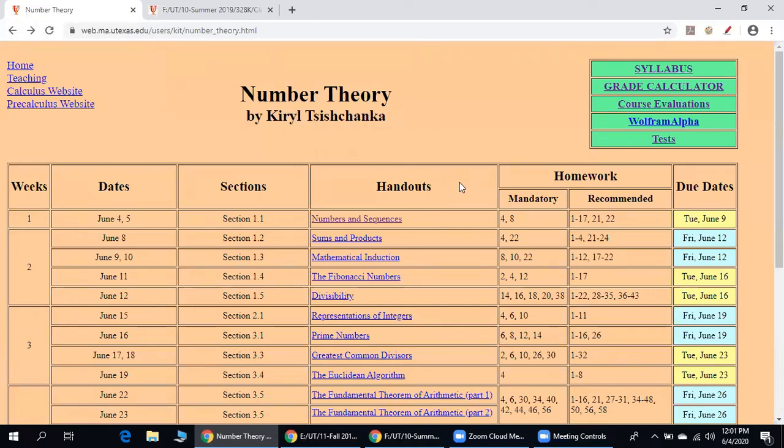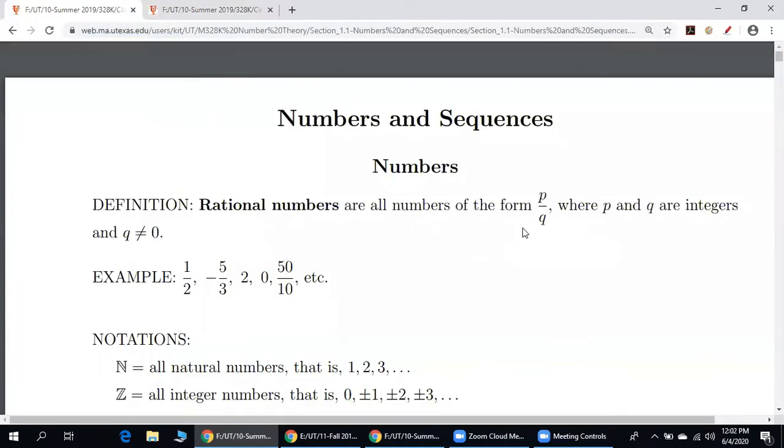We begin with section 1.1, numbers and sequences. Rational numbers are all numbers of the form p divided by q, where top and bottom are integers. Moreover, q is a non-zero integer. So number one, p and q are integers. P can be 0. Q cannot be 0.